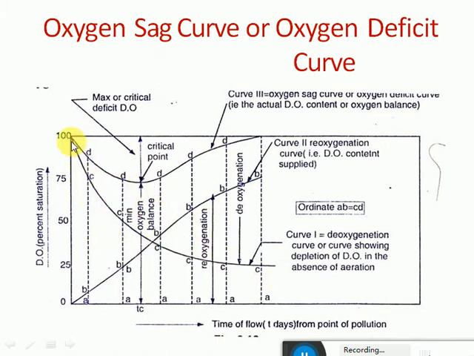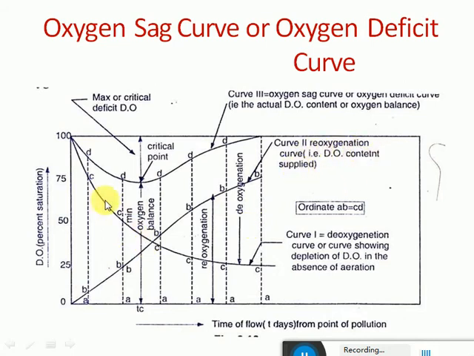From the 100% saturation value, it slowly starts to decrease, and at the same time we have one more curve, which is called the reoxygenation curve. Here you can see that from zero it slowly rises. That means this is a natural phenomenon. The atmospheric oxygen present in the atmosphere is supplied and gets mixed with the water. That process we call reoxygenation.